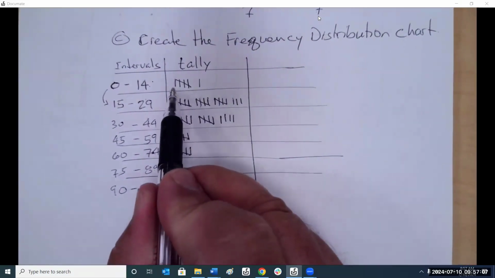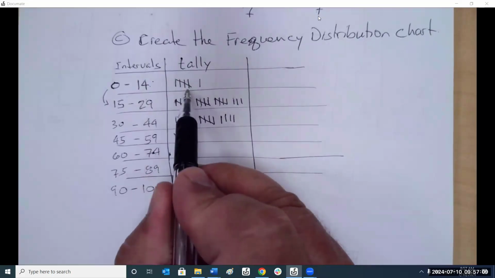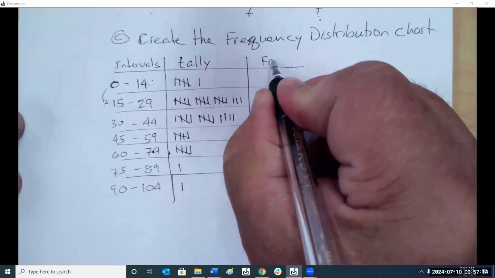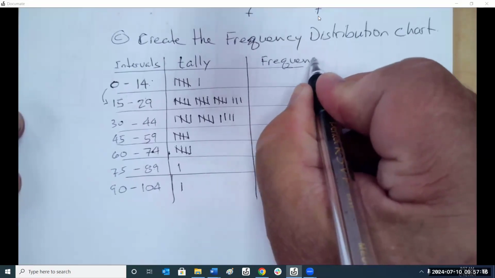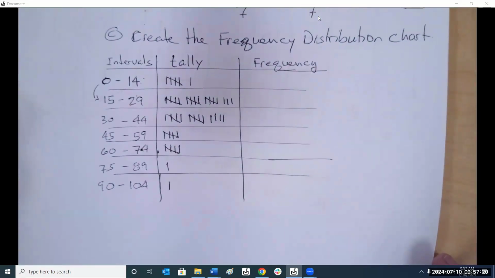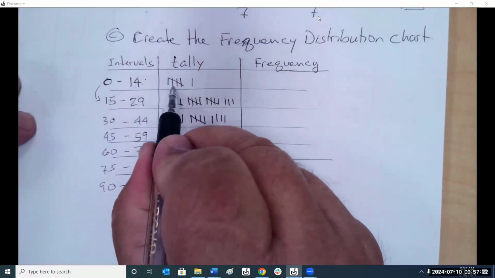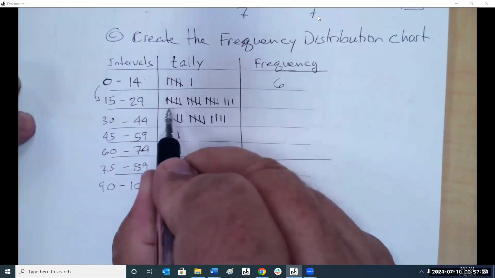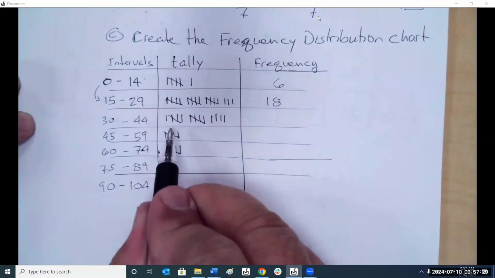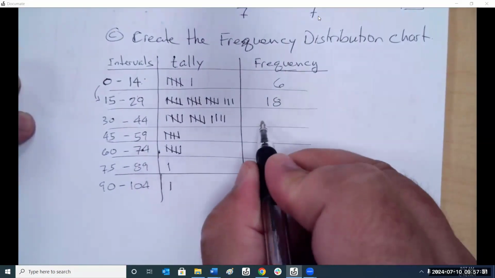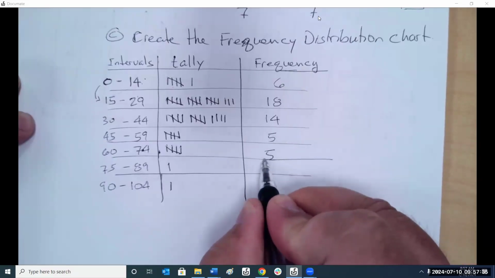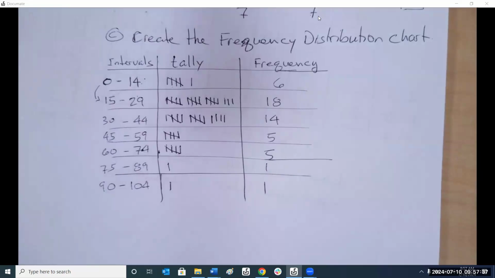All right, so again, after you have 4 hash marks, the 5th one, put a diagonal so you know. Now we create the frequency column. So we have 5 plus 1 is 6. 5, 10, 15 plus 3 is 18. 5, 10 plus 4 is 14. 5, 5, 1, 1.